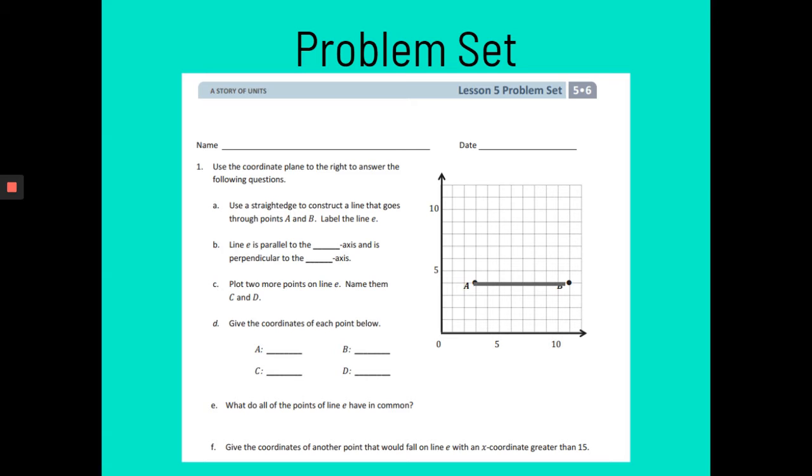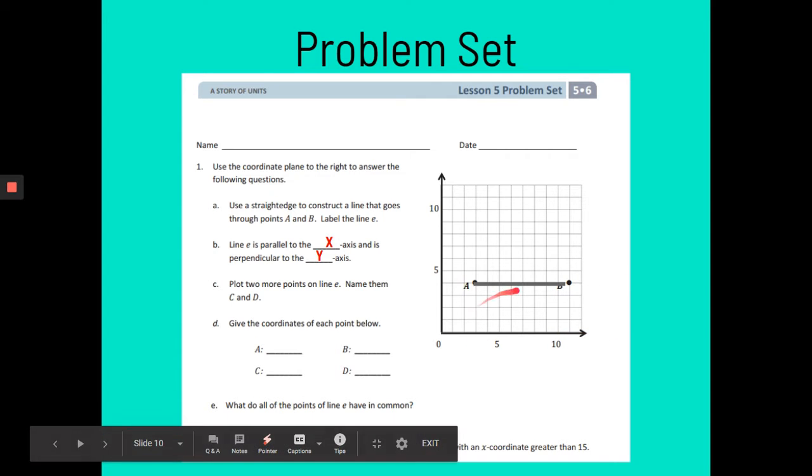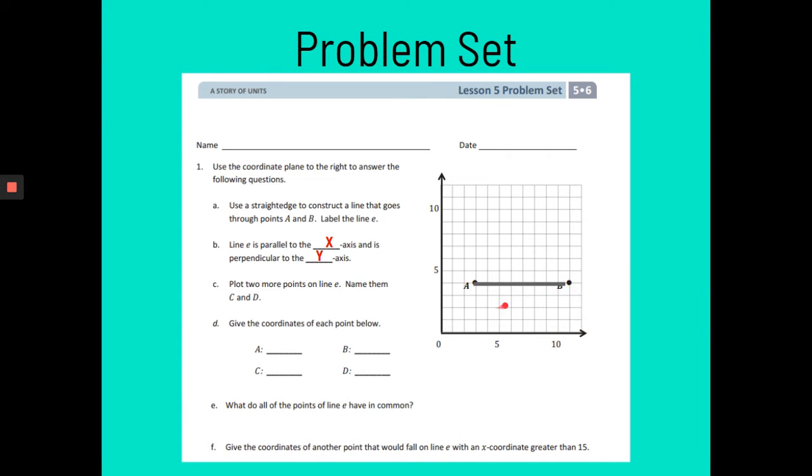Okay, so I'm going to give you some time to try to figure this out. If you already knew it off the top of your head, that's fantastic. But some people need to pause and figure it out. But if you said that line E is parallel to the x-axis and is perpendicular to the y-axis, you are correct. Remember, parallel means a pair of lines that never cross, never connect, and don't touch at all. And perpendicular lines are lines that cross and create four 90-degree angles.